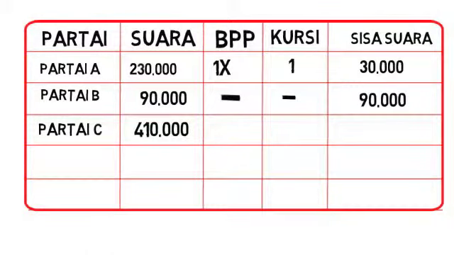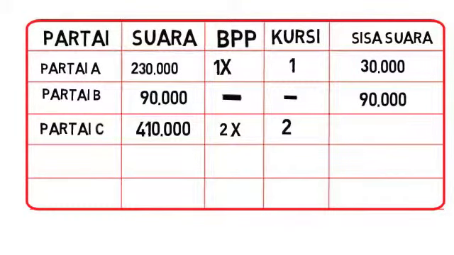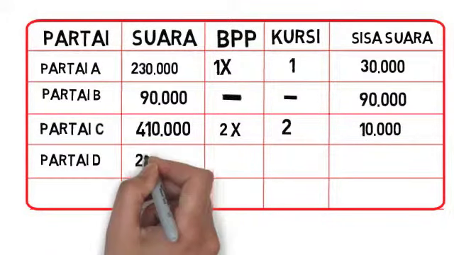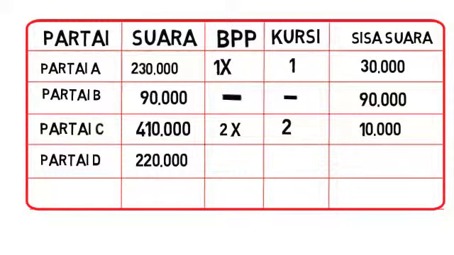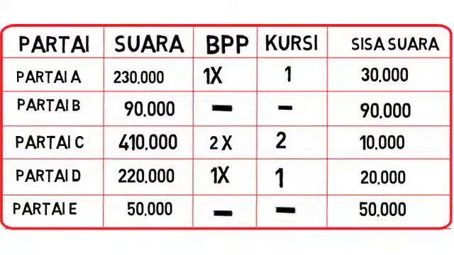Party C collects 410,000 valid votes, which fulfills the BPP twice. Party C earns 2 seats with 10,000 remaining votes. Party D collects 220,000 valid votes, which fulfills the BPP once, and Party D earns 1 seat with 20,000 remaining votes. Finally, Party E collects 50,000 valid votes, which does not fulfill the BPP, so Party E earns no seat and all those valid votes become Party E's remaining votes.